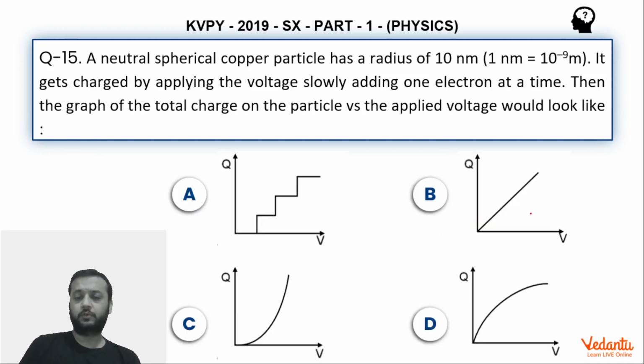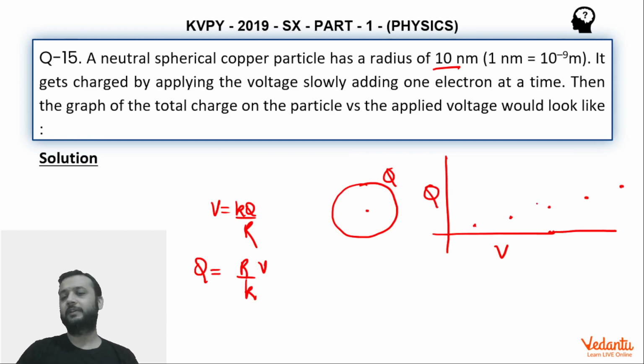Now if you go to the graphs, definitely C and D are wrong, because Q versus V should represent a straight line. In options A and B, it is a continuous graph, and although option A looks like a continuous graph, in my opinion they are trying to show the stepwise graph. That means they are trying to show that charge and potential are increasing in a discrete manner, stepwise. But in my opinion, a better representation would have been showing dots.